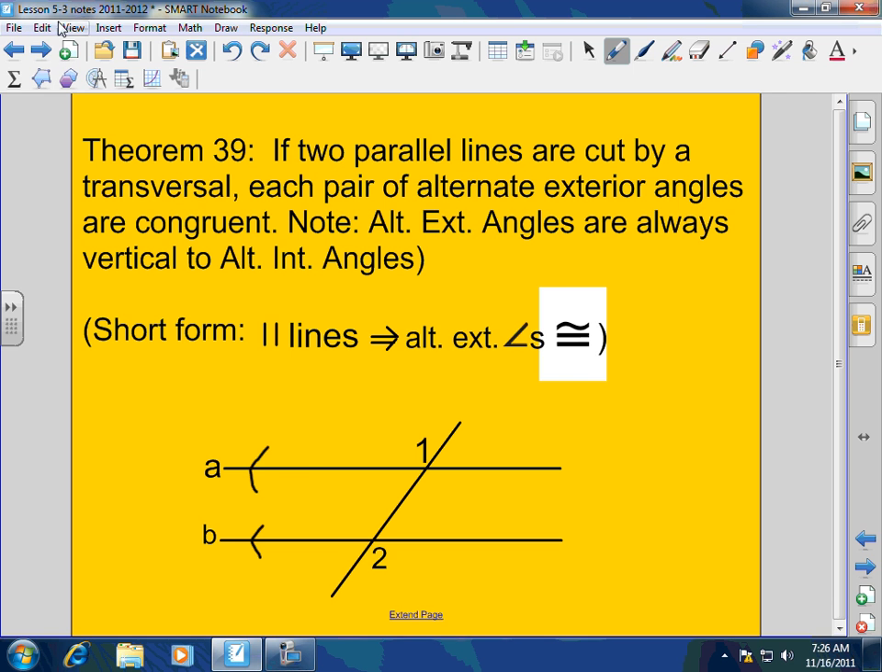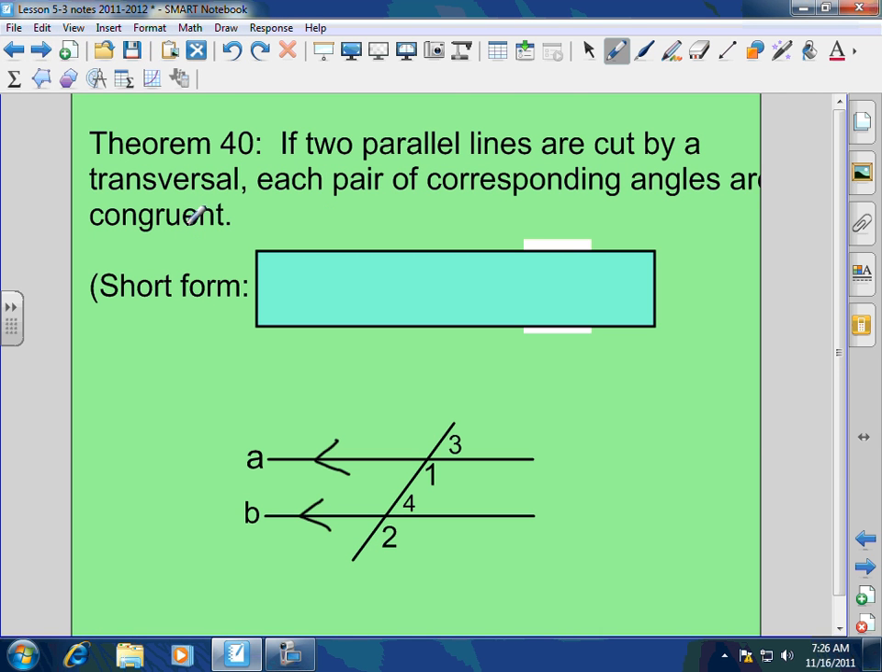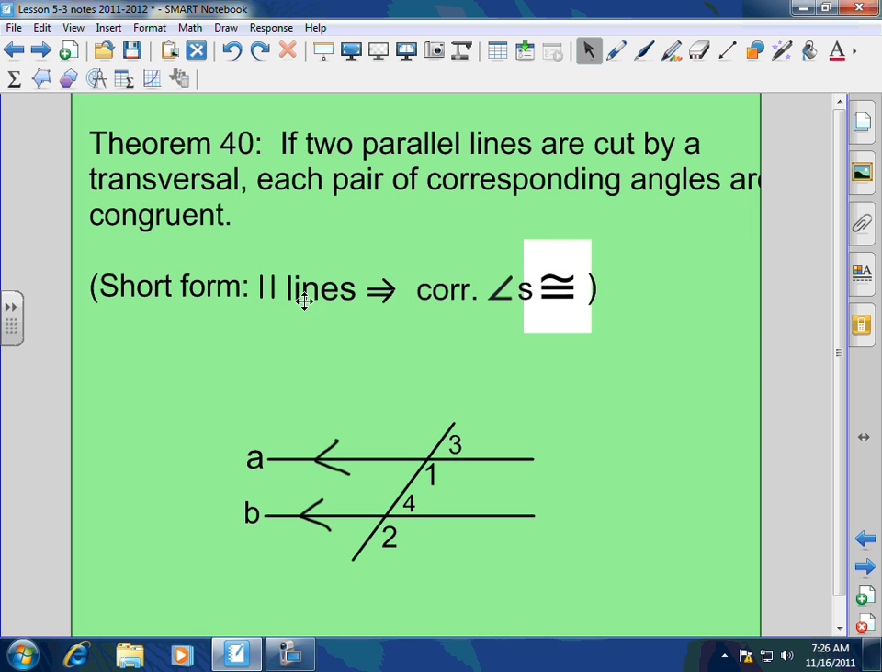Okay, guys, let's move on. Now, Theorem 40. If two parallel lines are cut by a transversal, each pair of corresponding angles are congruent. So let's think about that. Parallel lines, corresponding angles are congruent. Well, that means that 1 will be congruent to 2, underbelly to underbelly. 3 will be congruent to 4, top side, top side.